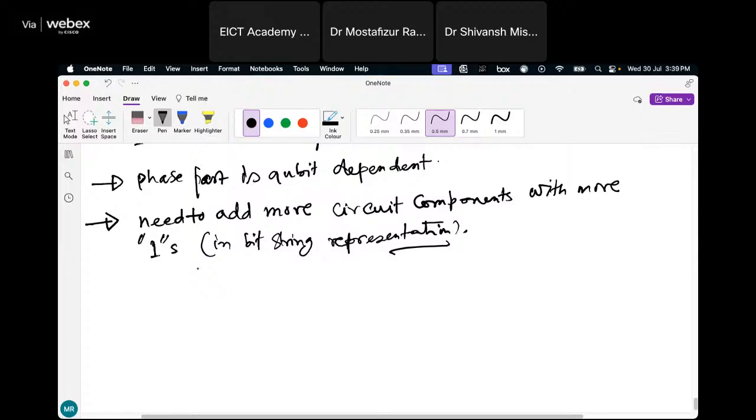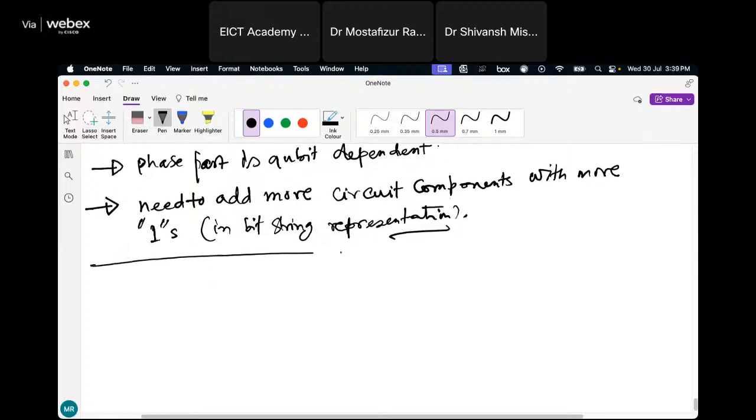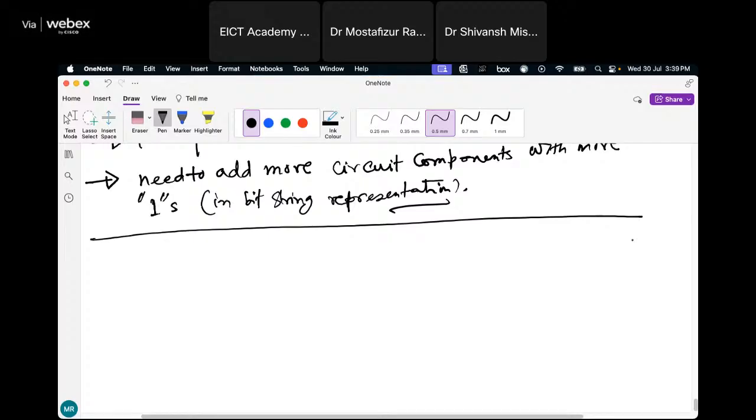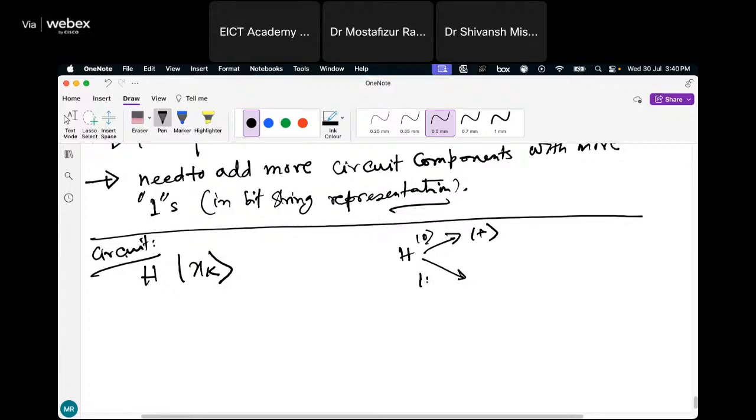Okay, now many commented regarding this Hadamard gate. So how do we design the circuit? I'll write the code as well and show how the code is done, but let us understand it first. We started with the state xk and apply the Hadamard gate. Till now we know that if we apply the Hadamard gate on the 0 state, we get the plus state. If we apply it on the 1 state, we get the minus state. This is what we know.